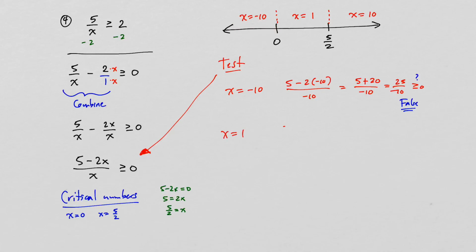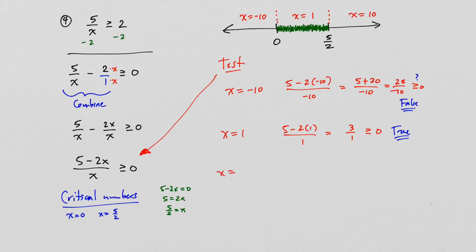Plug in x equals 1, we get 5 minus 2 times 1 divided by 1. This is 3 divided by 1. Is that greater than or equal to 0? Yes, this is true. So we will shade in the interval that x equals 1 represents, which is the numbers in between 0 and 5 halves.